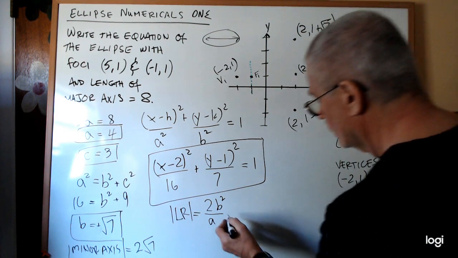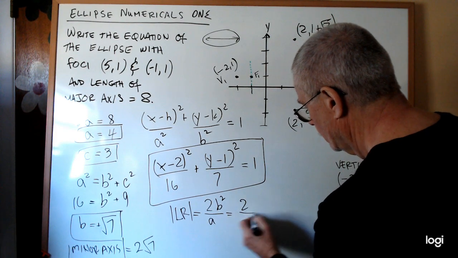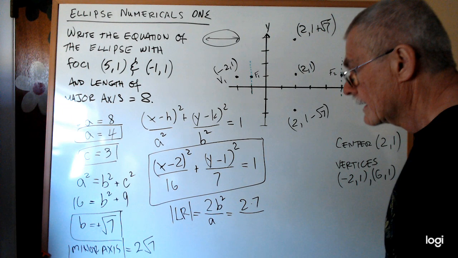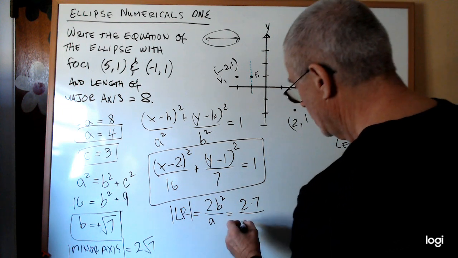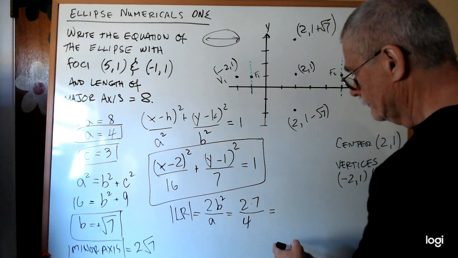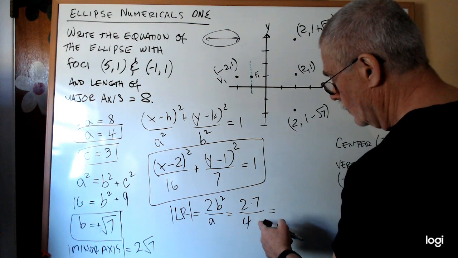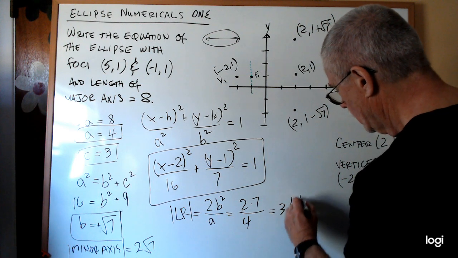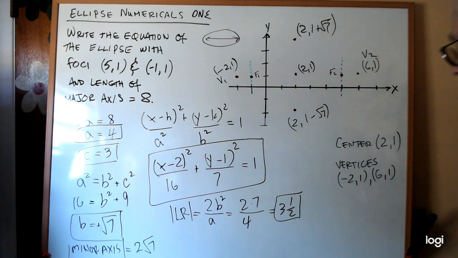So we put the numbers in. We got 2, b squared would be 7, and a would be 4. When the smoke clears, you get 14 over 4, or you can say 7 over 2, which is 3.5. So that would be the length of the latus rectum. If the length of the latus rectum is 7/2, it's 3.5 units.